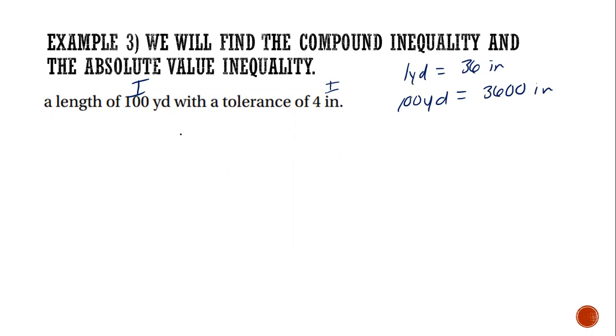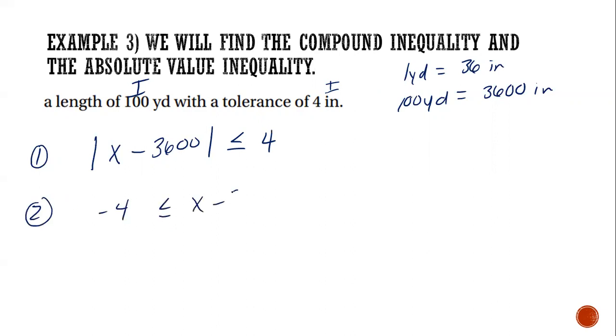So we're going to make our absolute value. So we have the absolute value of x, but instead of 100, we're putting 3,600, right? Is less than or equal to 4. And now am I good to go? Yes, because my units are the same. As long as my units are the same, then I can proceed. If they're not the same, then that's where we have the problem, okay?